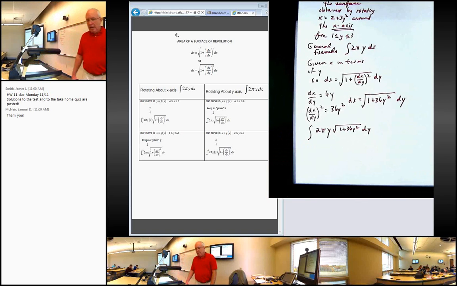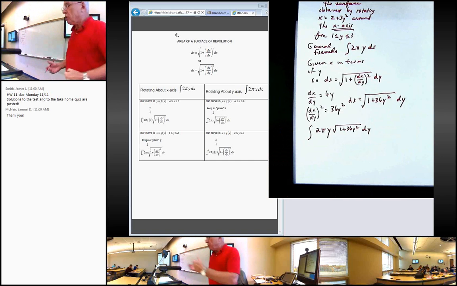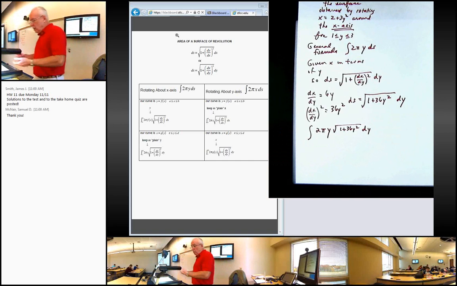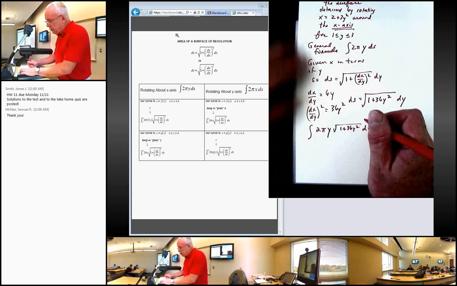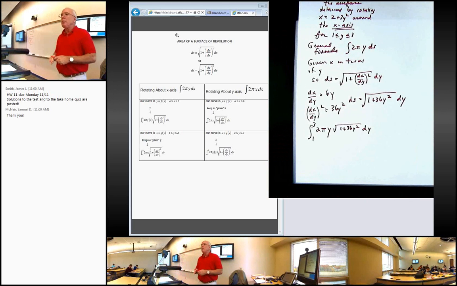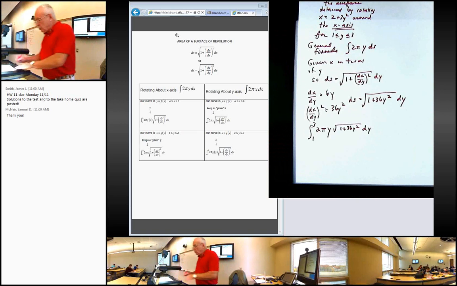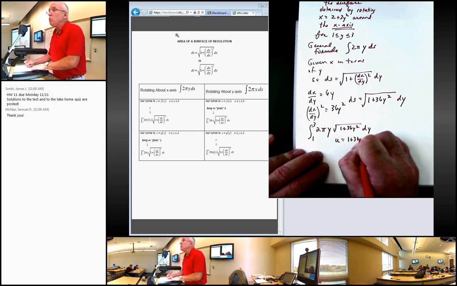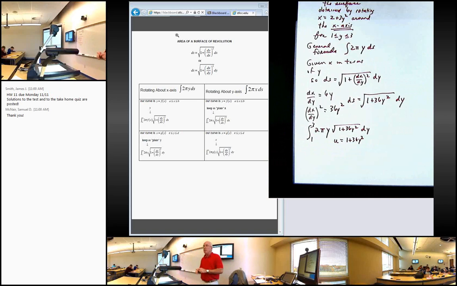Okay. And now this is almost a carbon copy of the type of problem that we had. Oh, let me put the limits of integration here, 1 to 3. So this is just like the problem that we had before, where we're just going to put u equal to 1 plus 36y squared and go from there. All right.